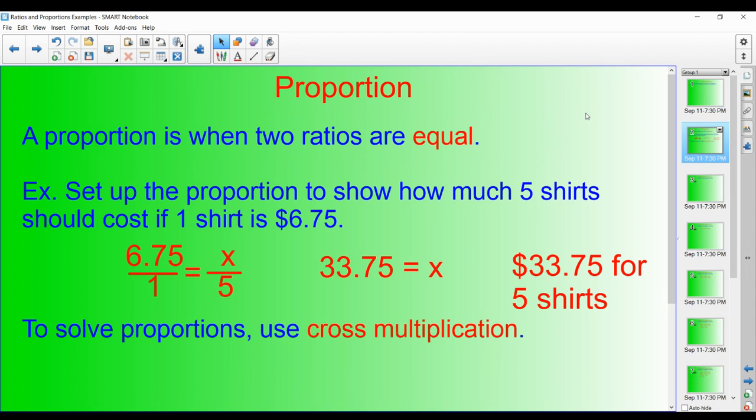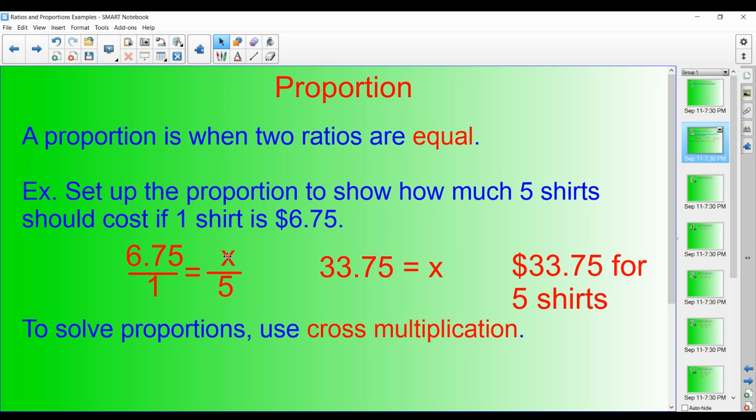So a proportion we need to remember is when two ratios are equal and it requires us to solve for a missing variable. So this proportion here says it's $6.75 for one shirt. How much is it for five shirts? And we have to figure out the cost, so x.